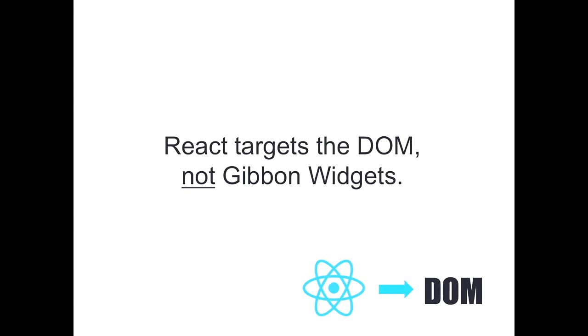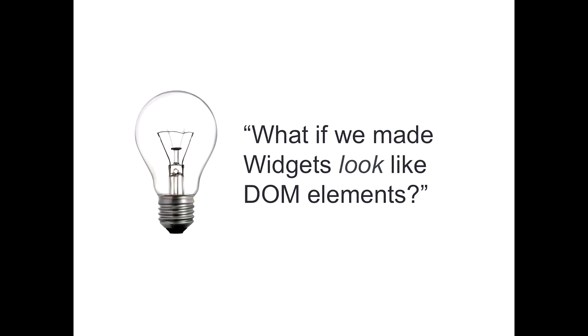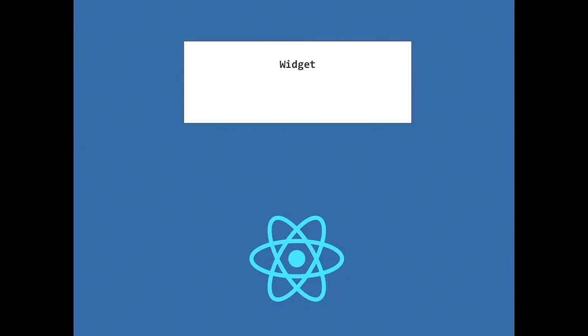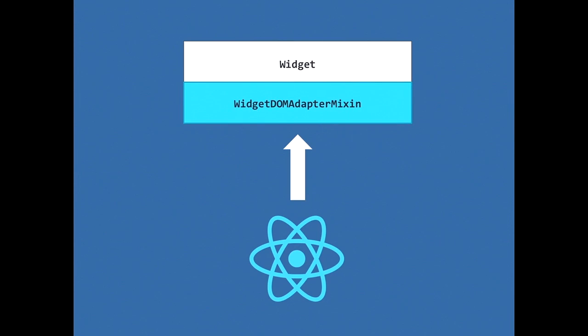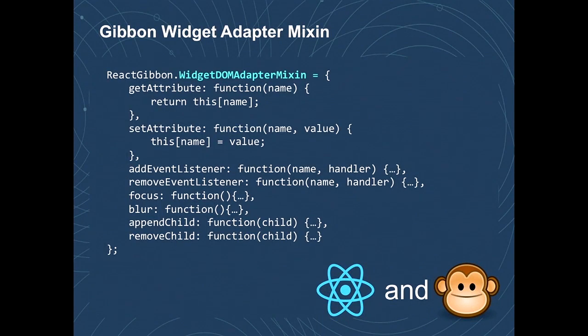So the problem, of course, is that React targets the DOM and not Gibbon widgets, and not 3JS objects and not WebGL objects and all these other potential view technologies that you could think of. So why don't we just emulate the DOM? Why don't we take all those Gibbon widgets and emulate all of those DOM methods, those interfaces that we know so well? Add event listener, remove event listener. So we figured we would just emulate the DOM, and then we make a little mix-in, stick it into our widget, and all of a sudden, bam, React and Gibbon talk to each other. And it was almost that easy, in fact.